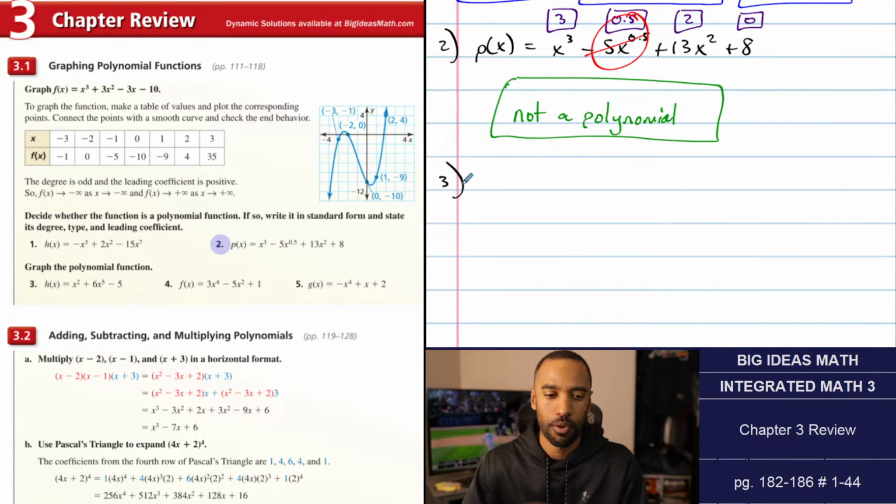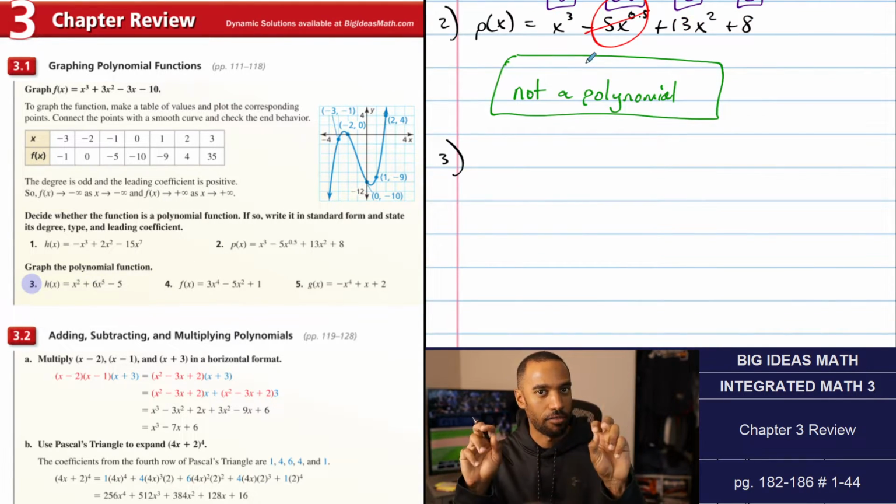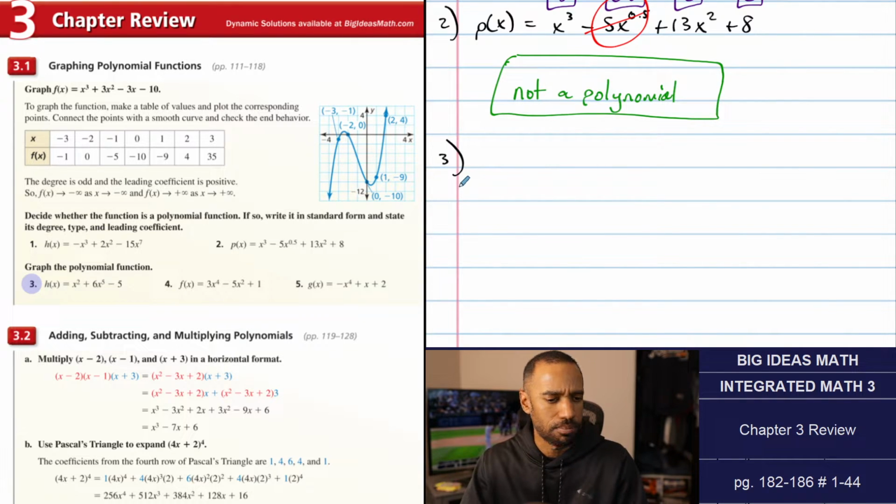Okay, numbers 3, 4, and 5 are where we actually do the graphs. Now, we will be using a table for these, especially as we haven't yet covered factoring, not until section 3.4, or something like that.